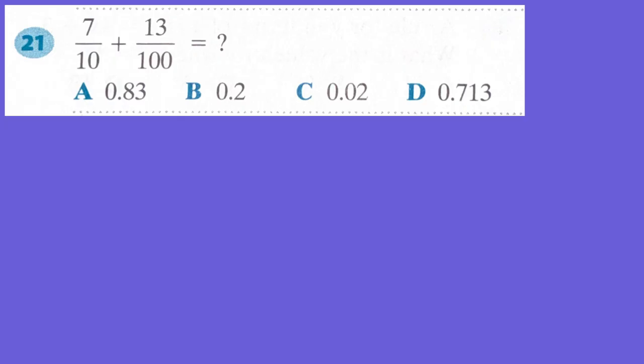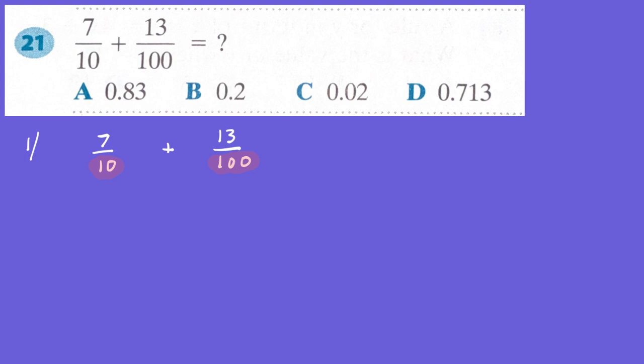This question can be attempted in two ways. First of all, I'll start one way. We have 7 over 10 and we're going to add 13 over 100. What you notice is that one of the denominators is 10 and one of them is 100. That means we cannot add 7 and 13 together. Why? Because they are not the same.